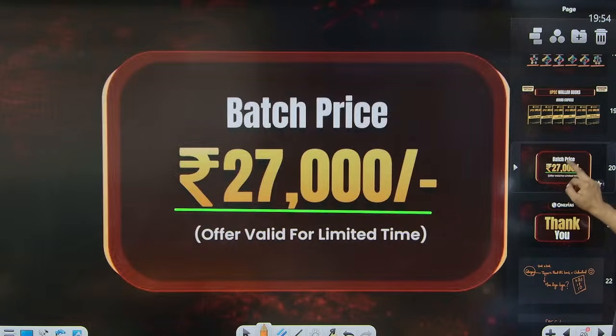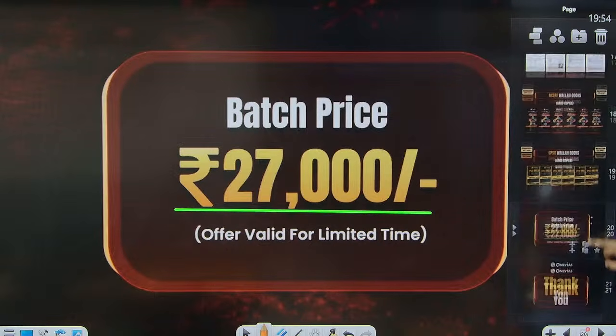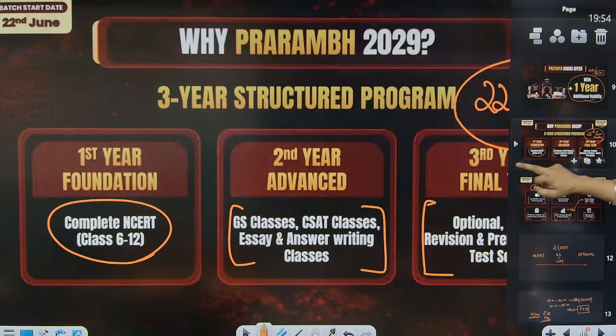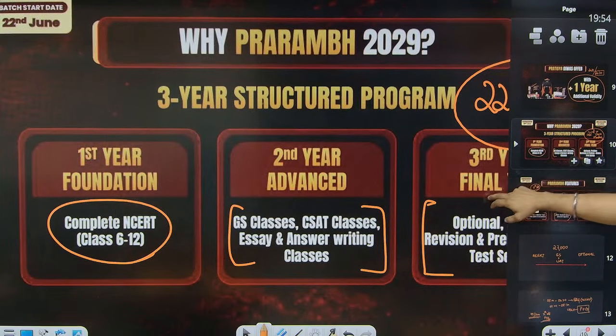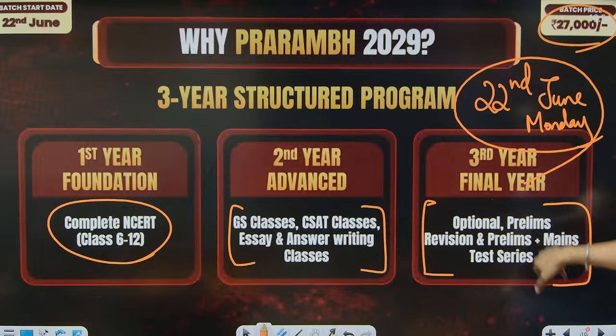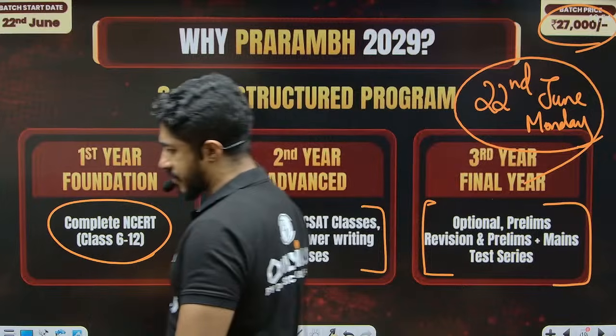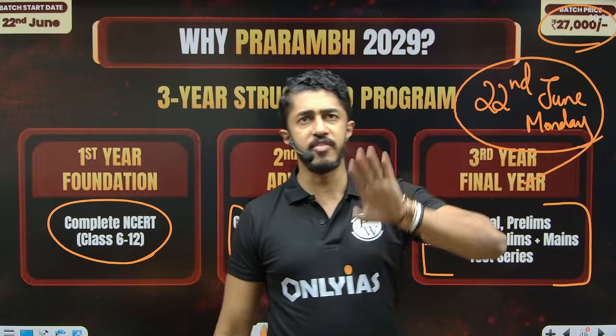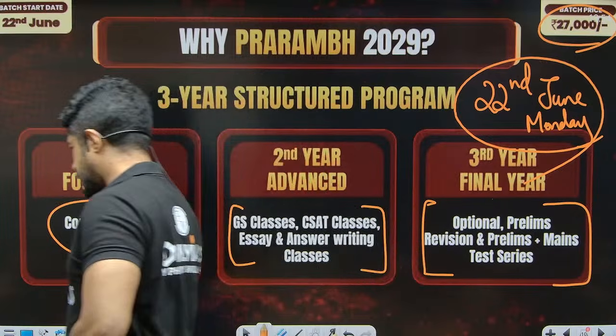Once again, the batch price is 27,000 and it is for 3 years. In the first year we will have NCERT Foundation, in the second year GS classes and CSET classes along with essay and answer writing classes. And in the third year, the final year, you'll have optional. All of this for 27,000. The first class will start from 22nd June, Monday, at 5 p.m. onwards.